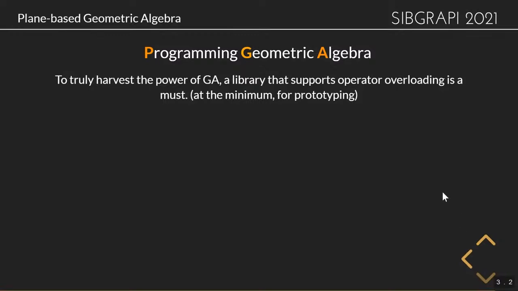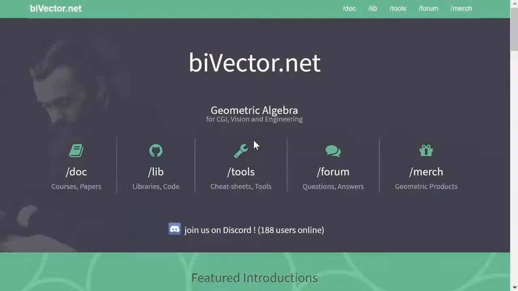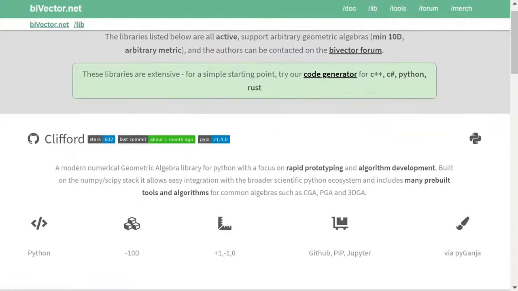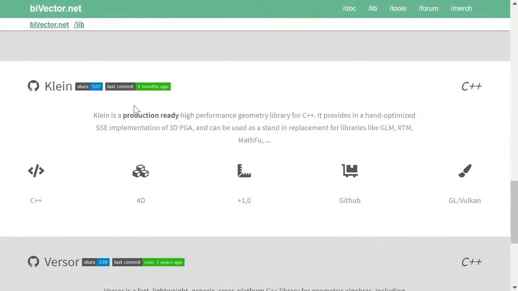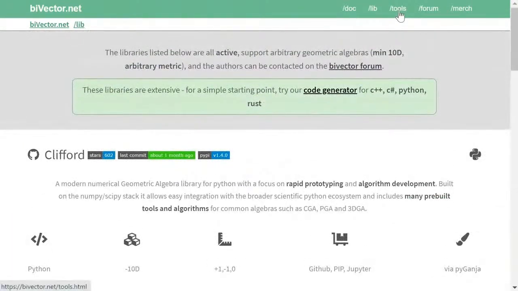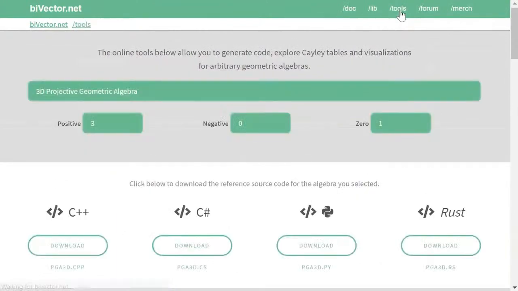So I want to point you to some resources and a place that you can go to for more information before we begin. And that would be bivector.net, which is a great website that has an overview of a bunch of geometric algebra libraries. For example, the Klein library is a production-ready C++ library that implements PGA, definitely one worth taking a look at. But you will also find more cool information on bivector.net.